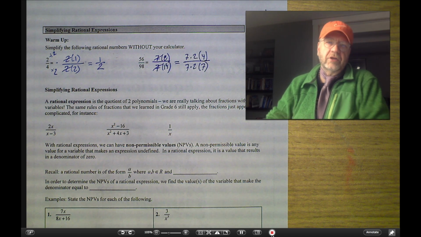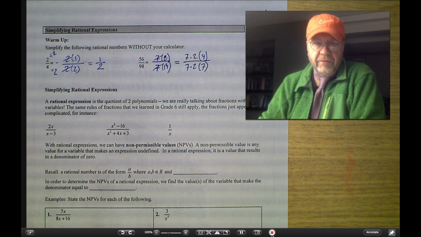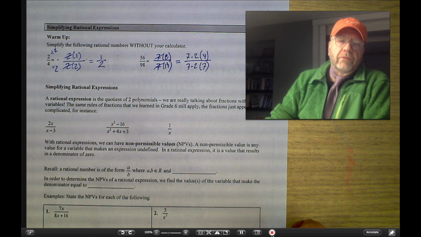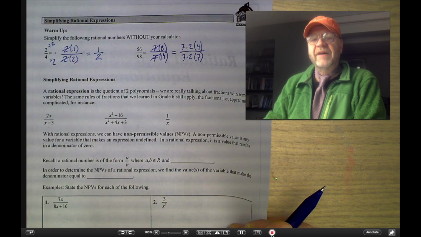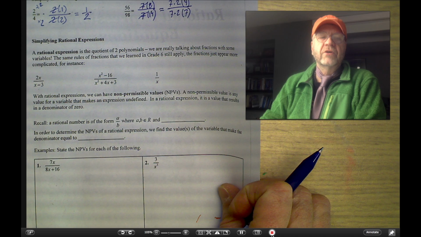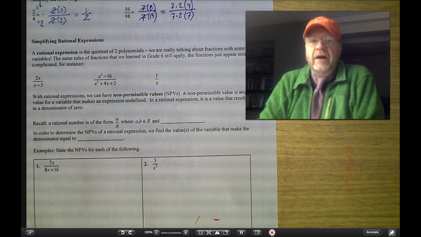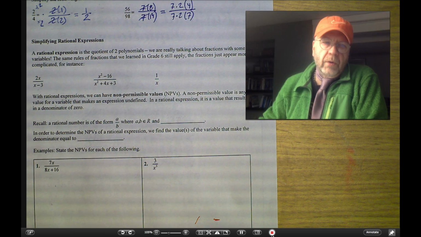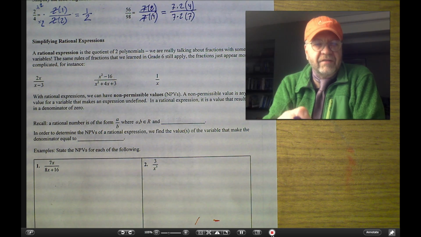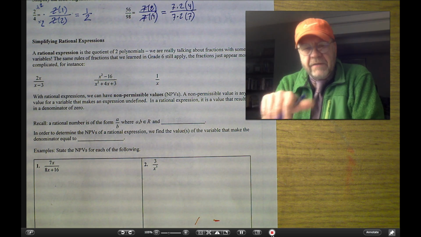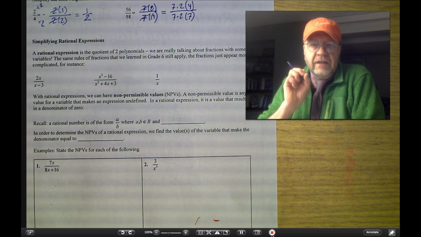And because it's a new unit, and why not, we're going to give them a new name. We're going to call them non-permissible values. With rational expressions, we have to find out what those non-permissible values are, and we have to state them, okay? So a non-permissible value is any value for a variable that makes the expression undefined or indeterminate, okay? And so we're worried about, of course, values of a radicand which would be less than 0. But for the immediate future here, we're worried about values for x or y which would make the denominator equal to 0.